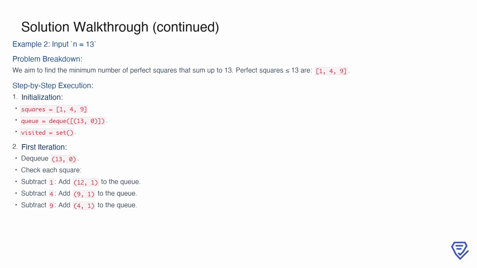The visited set is empty initially. In the first iteration, we dequeue (13, 0), and check each perfect square. Subtracting 1 results in 12, so we add (12, 1) to the queue. Subtracting 4 results in 9, so we add (9, 1) to the queue. Finally, subtracting 9 results in 4, and we add (4, 1) to the queue. At this stage, our queue contains 3 states: (12, 1), (9, 1), and (4, 1).